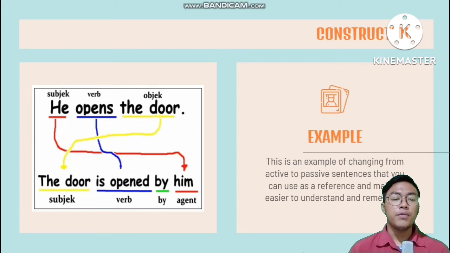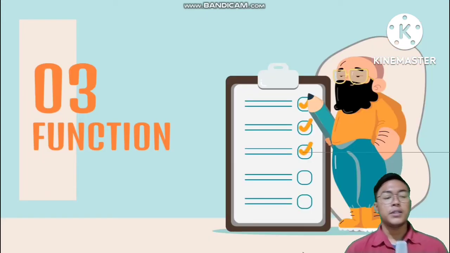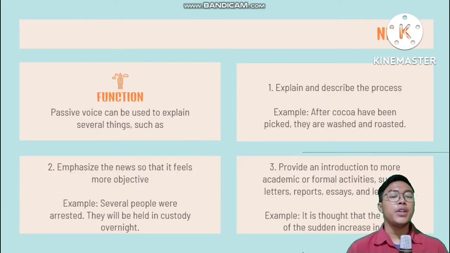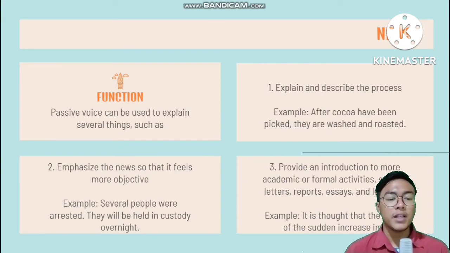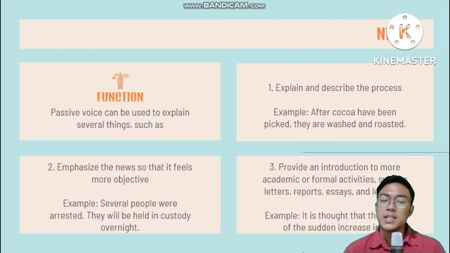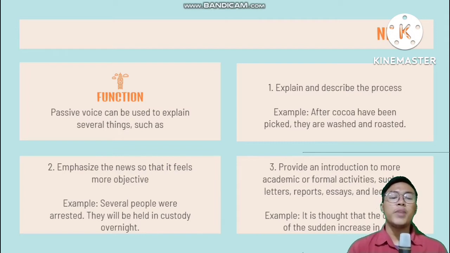Okay, we're going to move to the third, function. Passive voice can be used to explain several things. The first one is to explain and describe a process. For example, after cocoa has been picked, it is washed and roasted. The second one is to emphasize the news so that it feels more objective.